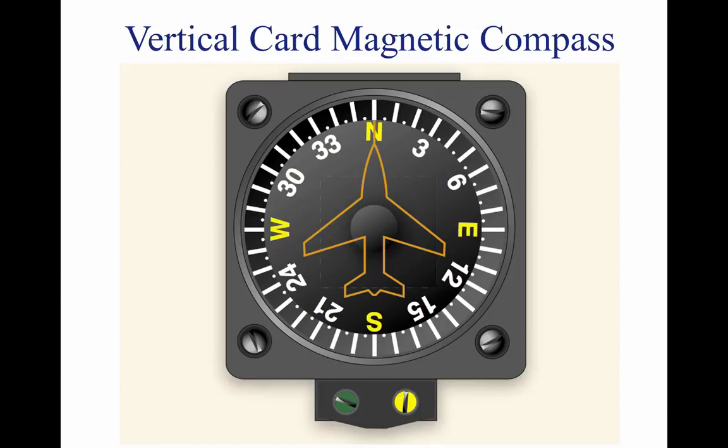The dial of this compass is graduated with letters representing the cardinal directions, numbers every 30 degrees, and tick marks every 5 degrees. The dial is rotated by a set of gears from the shaft-mounted magnet, and the nose of the symbolic aircraft on the instrument glass represents the lubber line for reading the heading of the aircraft from the dial.